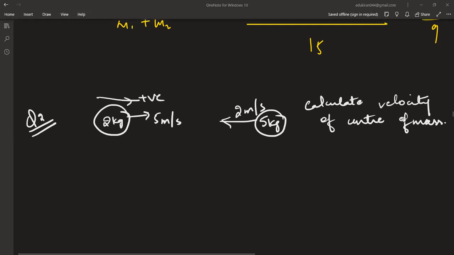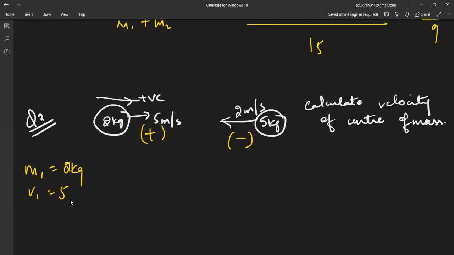We have to find out velocity of center of mass. So see, one direction we'll take positive. In the question, it has specified to take right as positive. So this velocity will become positive, and this velocity will become negative. So m1 is 2 kg, v1 is 5 meter per second, m2 is 5 kg. See, v2 will not be 2 meter per second. Instead, it will be -2.